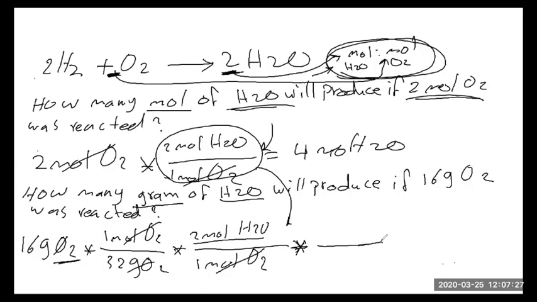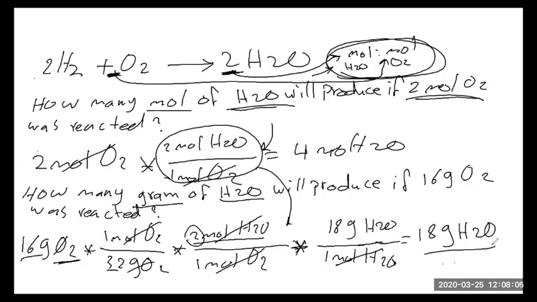So 1 mole or 2 mole? 1 mole. Where will you put 1 mole H2O? Down, 1 mole H2O. And what about the top? The top is 18 gram H2O. Cancel mole H2O with the mole H2O. Right now, just do the math. 16 grams divided by 32 will be 0.5, times 2 will be 1, times 18 will be 18 gram H2O. That is the answer.